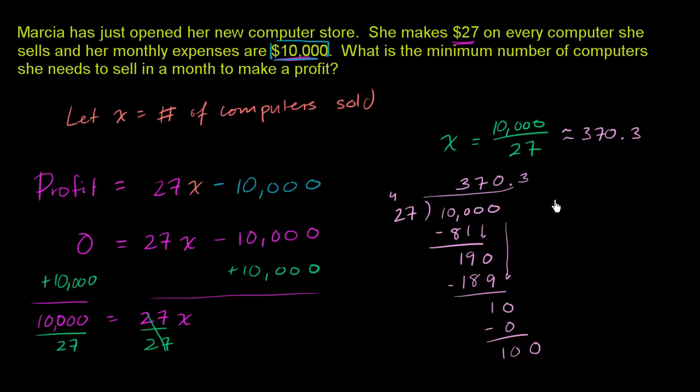What is the minimum number of computers she needs to sell in a month to make a profit? Well, she can't sell a decimal number of computers, a third of a computer. She could sell 370 computers, but then she's not going to break even, because that's less than the quantity she needs. So she needs to sell 371 computers in a month to make a profit.